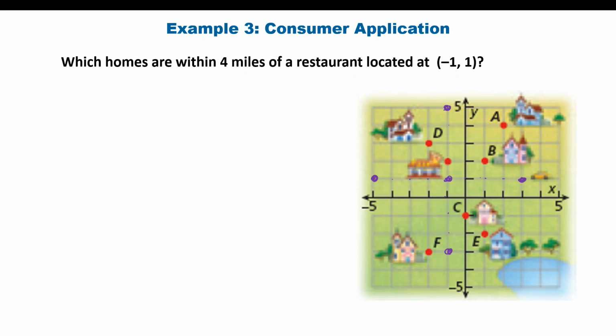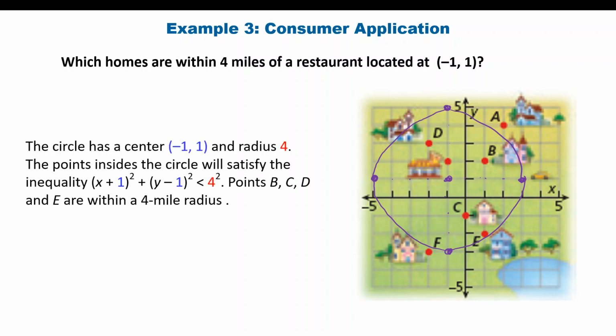All right, so when we go ahead and draw our circle in, we can see pretty clearly what houses are going to be available there. So the circle has a center at -1, 4 and a radius of 4. The points inside the circle will satisfy this inequality. Points B, C, and D do appear to be within that range.